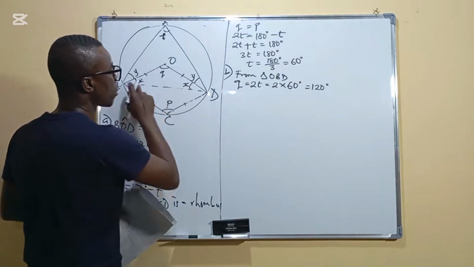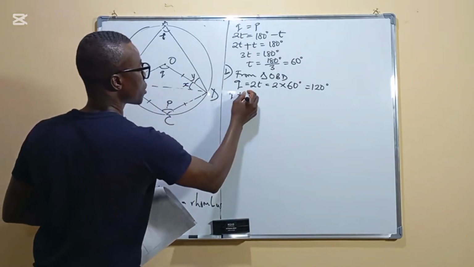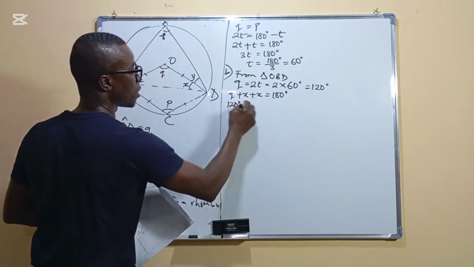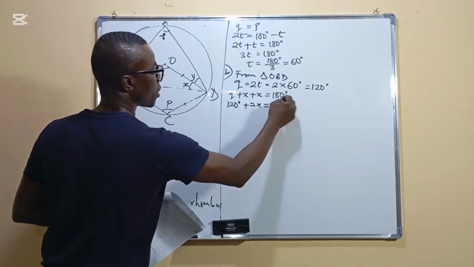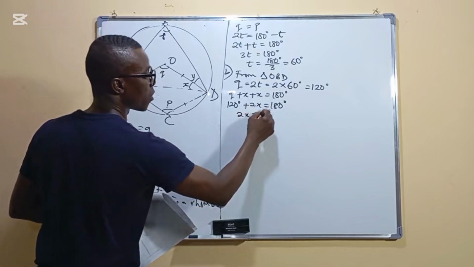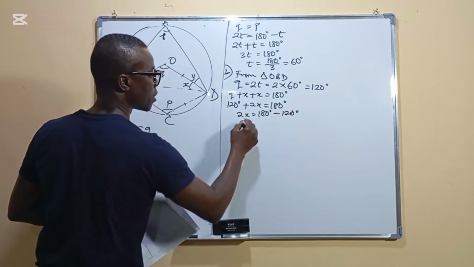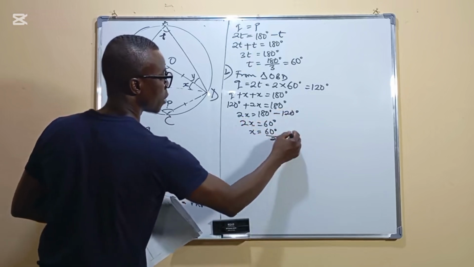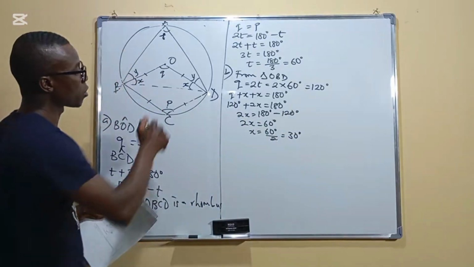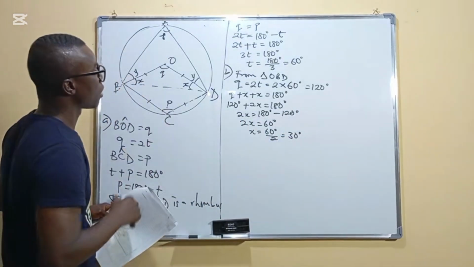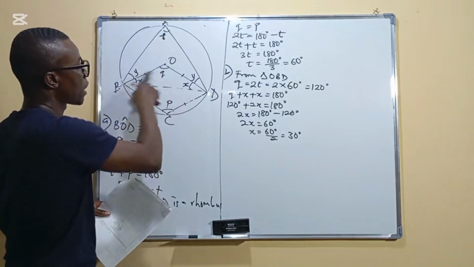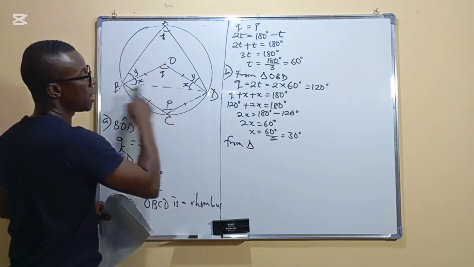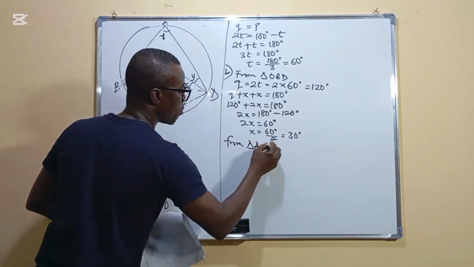Now, to find this angle, I'm going to say Q plus 2x is equal to 180 degrees. But what is Q? That is 120 degrees plus 2x equal to 180 degrees. And so 2x is 180 degrees minus 120 degrees, which makes 2x 60 degrees, and so x will be 60 degrees divided by 2, which gives me 30 degrees. So since x is 30 degrees, I'm going to make use of triangle ABD to get the value of y.